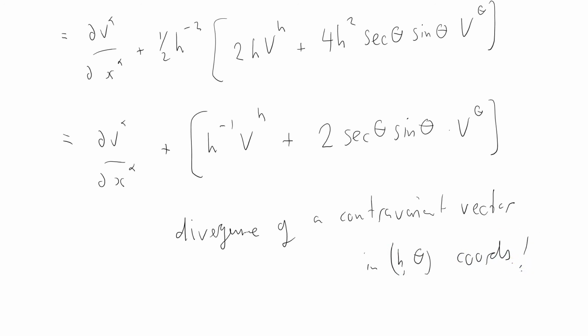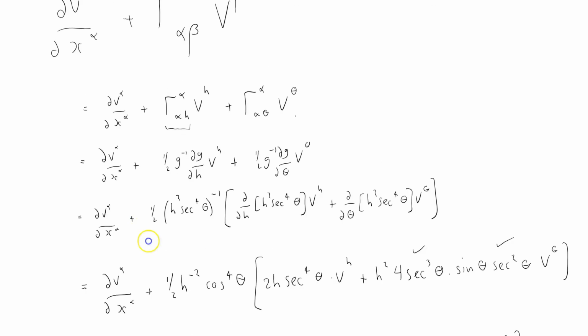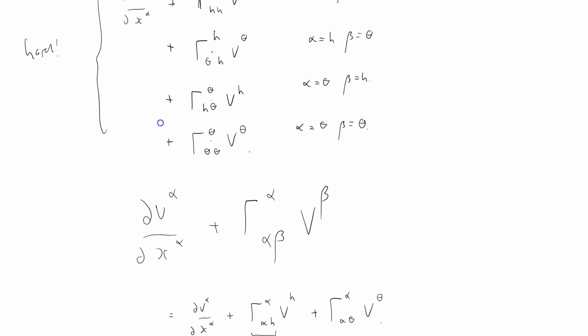It's not nice, but it's a damn sight nicer. Remember how hard it was to calculate this thing here? And that's just one of them. We've got 4 terms here to calculate. And so using this nice expression for the contraction of the Christoffel symbol saves me a bunch of time.